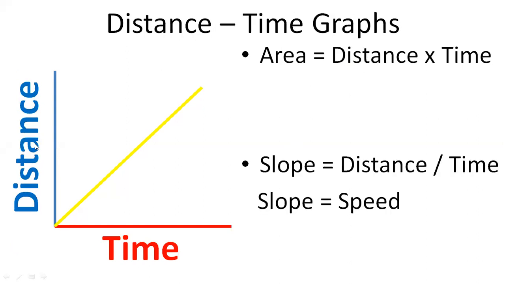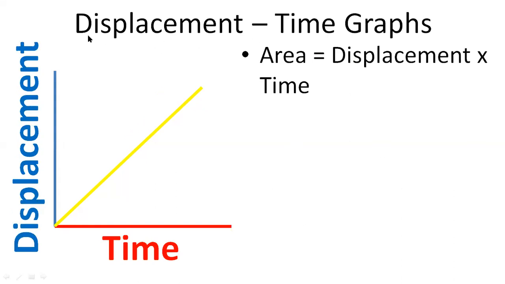Instead of taking distance time graph, now I am changing it to displacement time graph. So I am replacing distance with displacement. So let me take displacement and time. Instead of distance, I have taken displacement on y-axis. Now, as the y value has changed, the area of this graph would be displacement into time, multiplication.